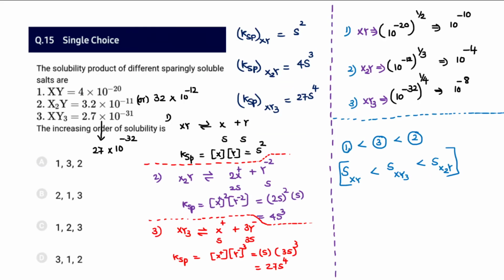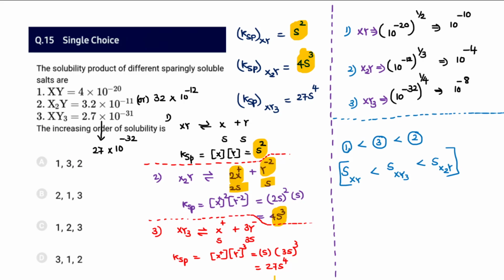Next, the 15th question, where the solubility product of different sparingly soluble salts is asked. This is a very easy trick, and you can immediately identify it once you get it in the examination. For XY, I can write the Ksp as S square, and the derivation is given over here. X2Y can be written as 4S cube, because X2Y dissociates into 2X plus Y2 minus. So 2S, and then we get 4S cube after substituting the corresponding values.